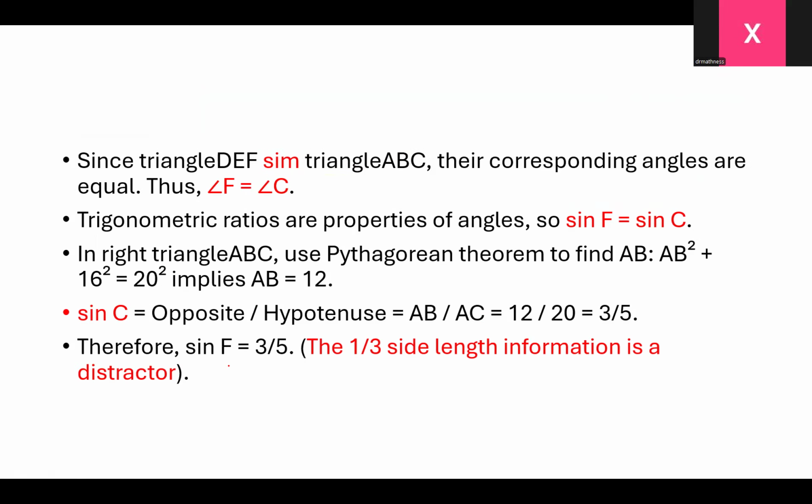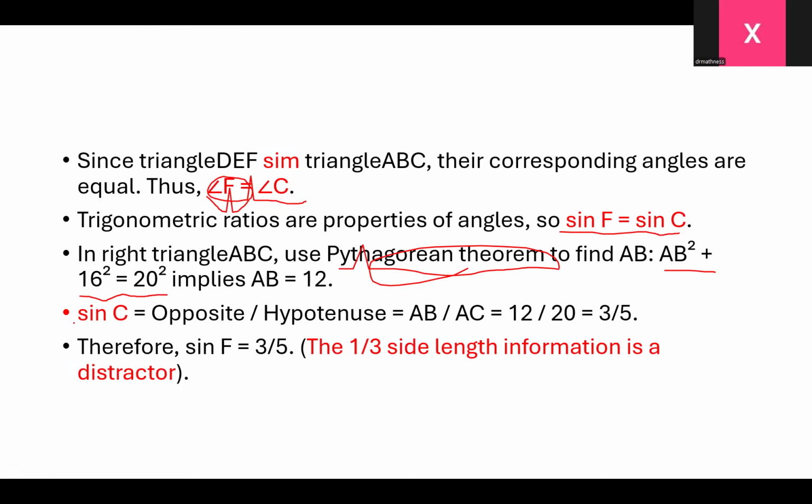We need to rely on the hint that triangle DEF is similar to triangle ABC, and we know the angle F should be equal to angle C. Then we know that sin F equals sin C, since they are the same, right? And then we can use the Pythagorean theorem to find the measure of AB, right? We know AB squared plus 16 squared equals 20 squared. Then we calculate the value of AB, right?